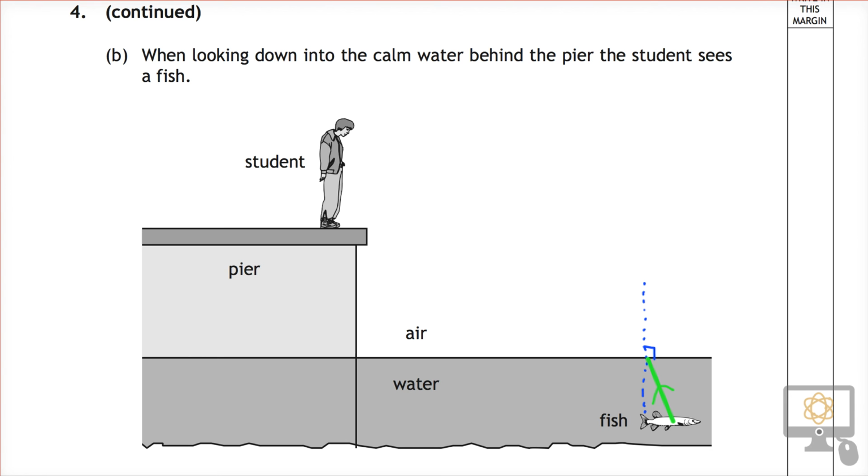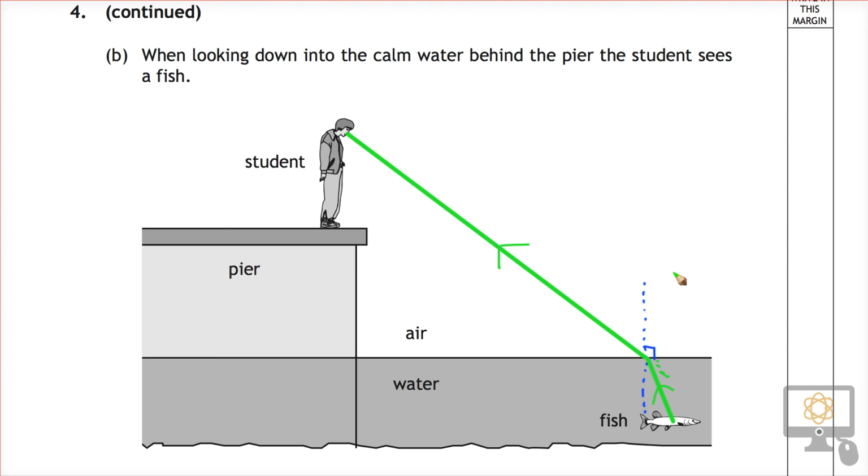And so we'll add in now our ray of light, which travels up here toward the student's eyes, just like that. And we can add in an arrow as well to show that it's going in that direction. So that's what we should be aiming for. Light incident on the boundary between the water and the air at the normal line, and bending away from the normal line toward the student.